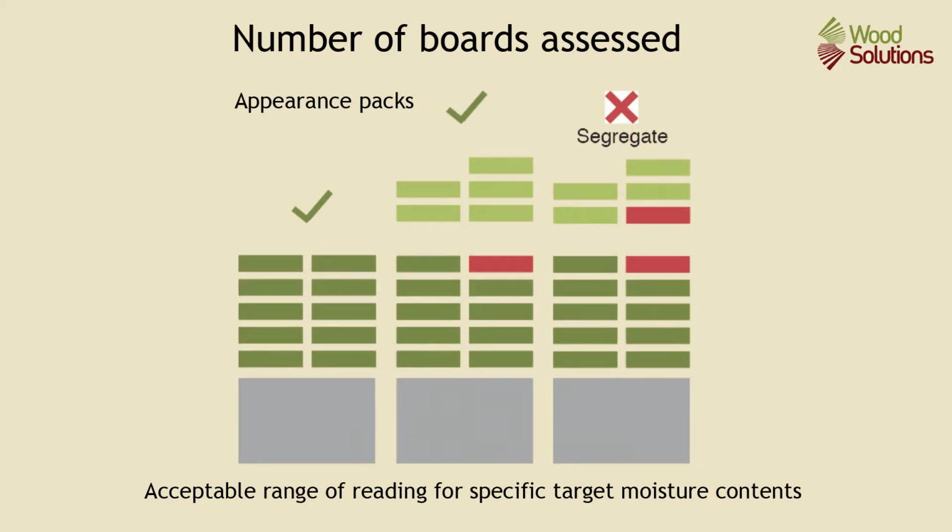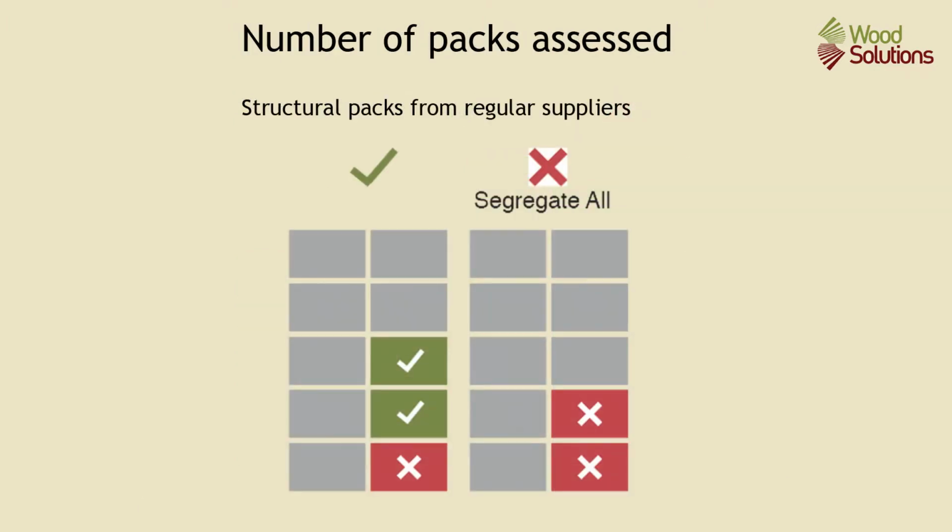For an appearance pack of boards delivered from a regular supplier, you would want to test more because the material is more valuable and the moisture content is likely to be more critical to the application. First, test at least 10 separate boards. Ideally, all 10 should be within the target moisture content range. If one reading is outside the range, then test another 5 boards. If there is still only one reading outside the range, then the pack passes the test. If 2 or more of the readings are outside the range, then segregate that pack and generate feedback.